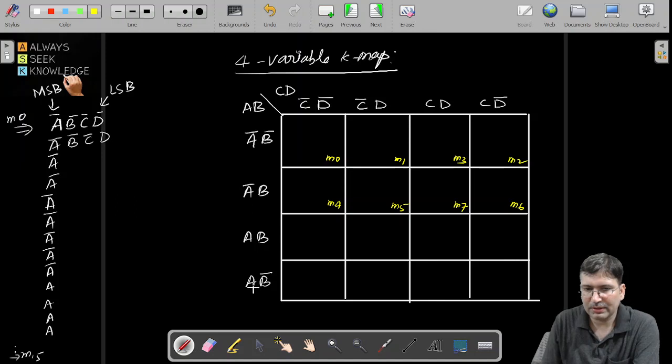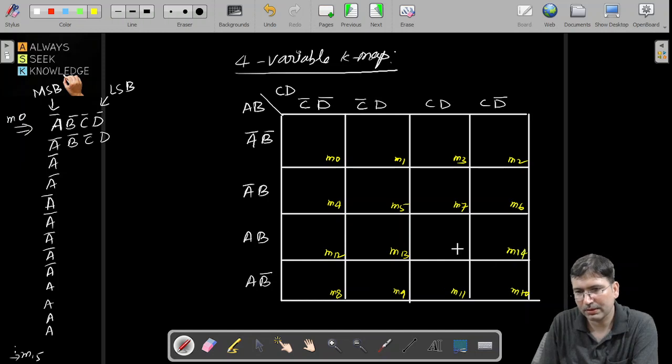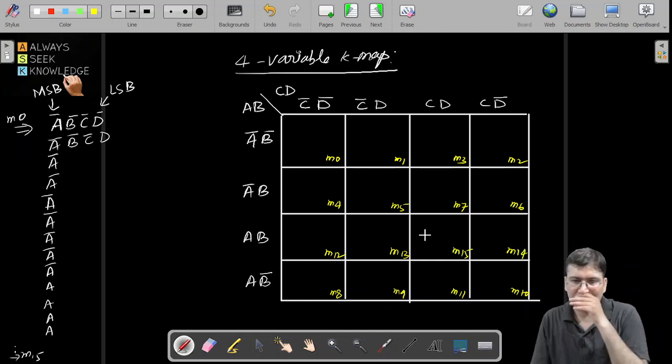Now after M7, this is 1000, so 8 will come here, M8, M9, and this will be min term 10, this will be min term 11. 12 will come here, so this is 1100, M12, then min term 13, 14 and min term 15. So this will be the arrangement of 4 cross 4 K-map.